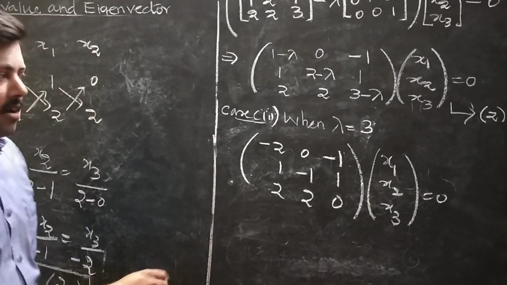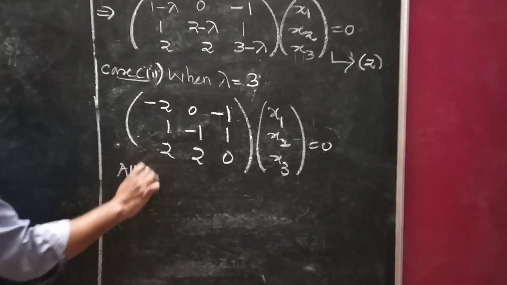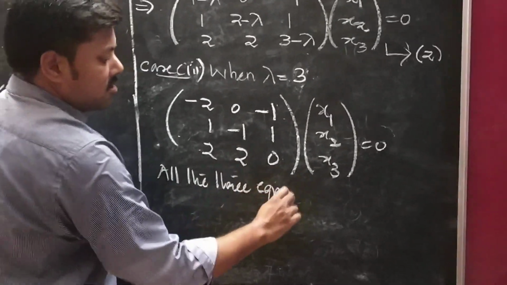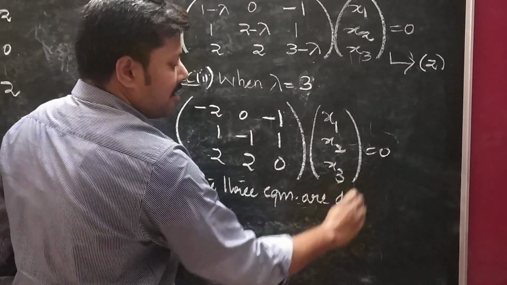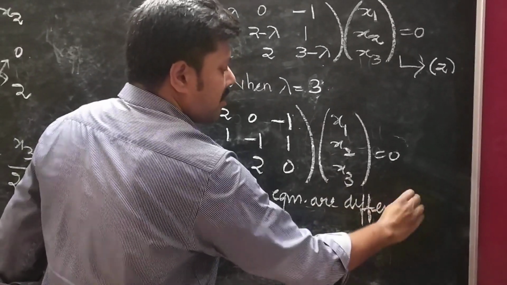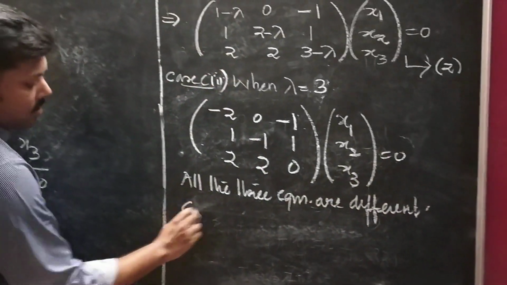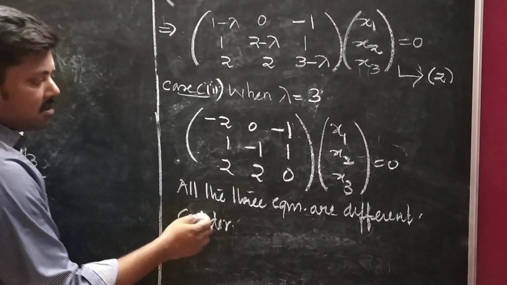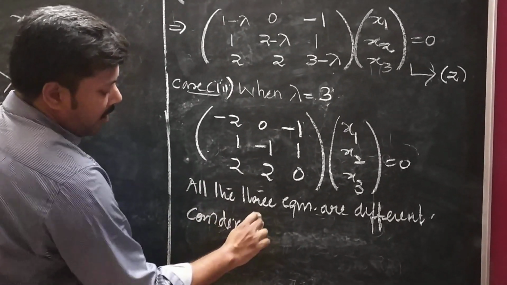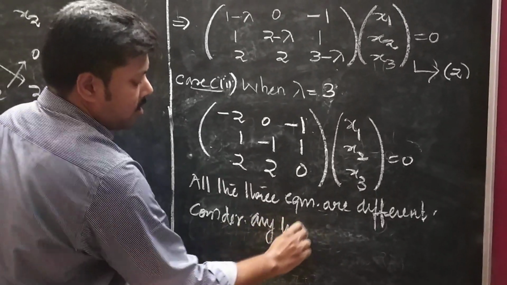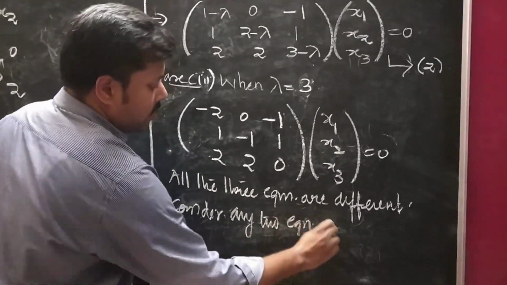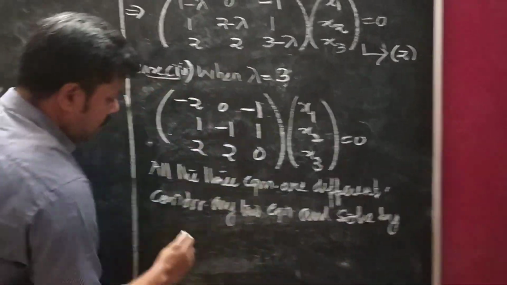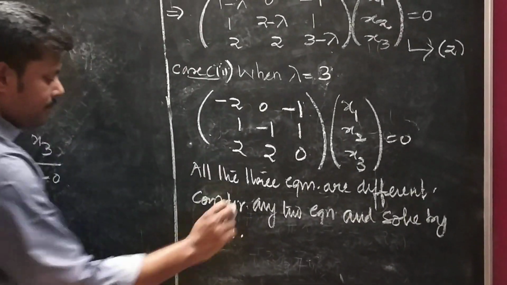So all the three are different, right? All the three equations are different. Consider any two and solve by cross multiplication rule. So I am considering equations 2 and 3.